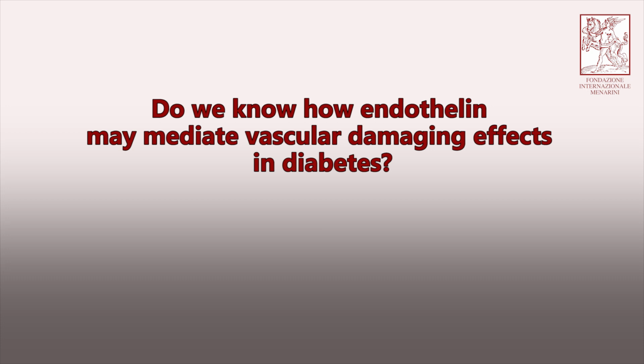We know how endothelin may mediate vascular damaging effects in diabetes. Endothelin, as we know, is a very potent vasoconstrictor that also has effects on inflammation and vascular smooth muscle cell growth, which might play a role in vascular remodeling. Now, in diabetes, we know that the cause of death in large part is due to microvascular and macrovascular injury. And it's increasingly being demonstrated that perhaps endothelin plays an important role in this process.